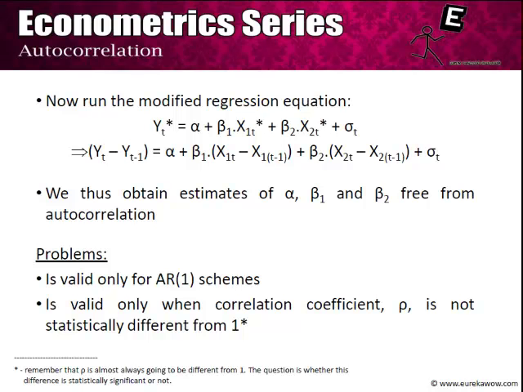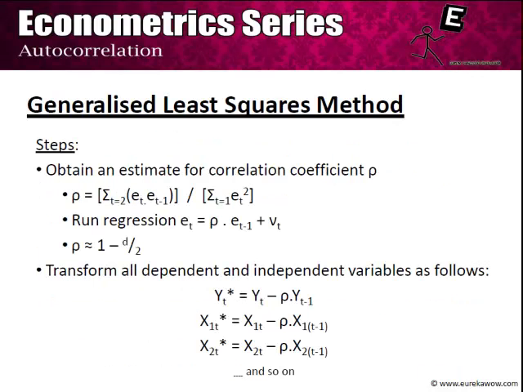The problem with the first difference method is that it is valid only for AR1 schemes, and only when the correlation coefficient rho is not statistically different from 1. Remember that rho is not likely to be equal to 1 in many cases. However, the question remains whether this difference is statistically significant or not. Hence, in cases wherein we cannot really assume that rho equals 1, we turn to the next method, which is the generalized least squares method, or the GLS method.